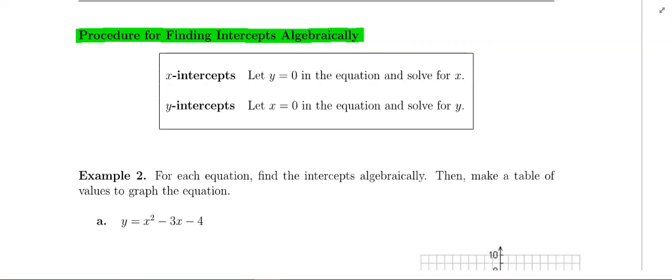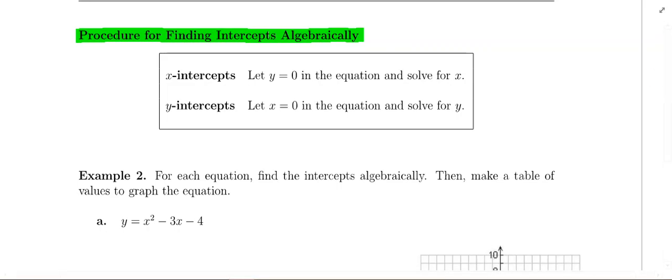So we just established a procedure for finding intercepts algebraically. If you want to find an x-intercept, you need to set y equal to 0 in the equation and solve for x. And likewise, if you want to find a y-intercept, you need to set x equal to 0 in the equation and solve for y.